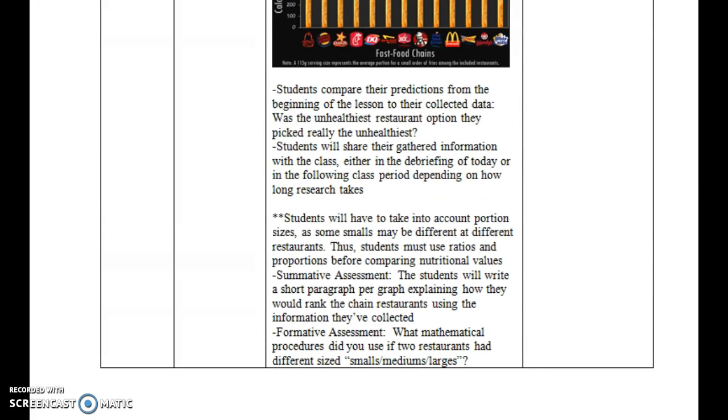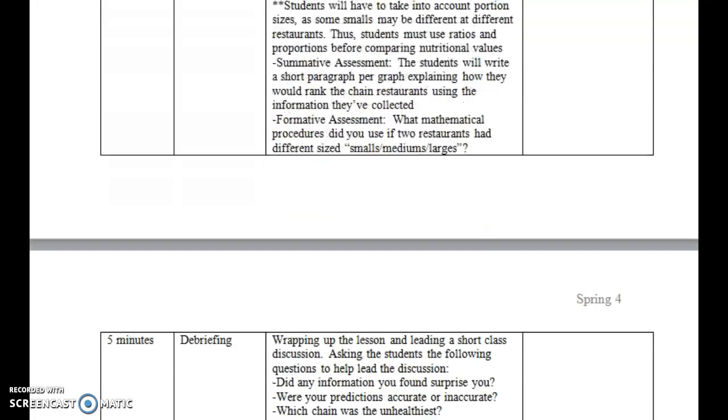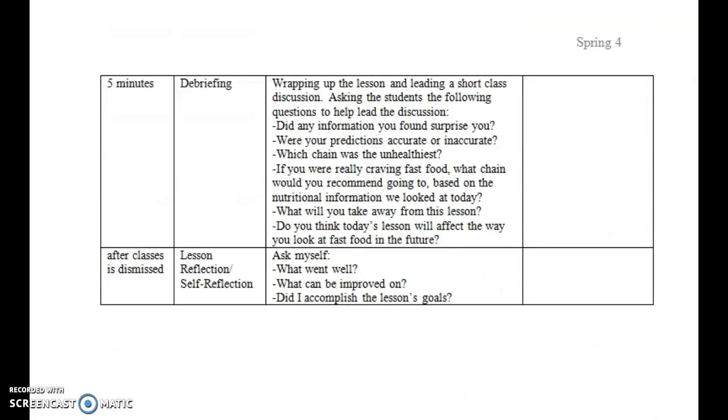I want the students to be able to share whether their predictions about which ones had the healthiest fast food fries, which ones had the least healthiest, which ones would you recommend if you were having a craving for French fries and you wanted the healthiest option out of all the fast food options. Students will write a short paragraph per graph, so they'll be turning in 3 short paragraphs talking about nutritional value and comparing their predictions.